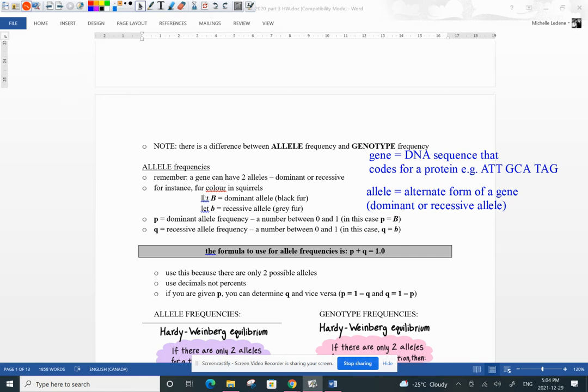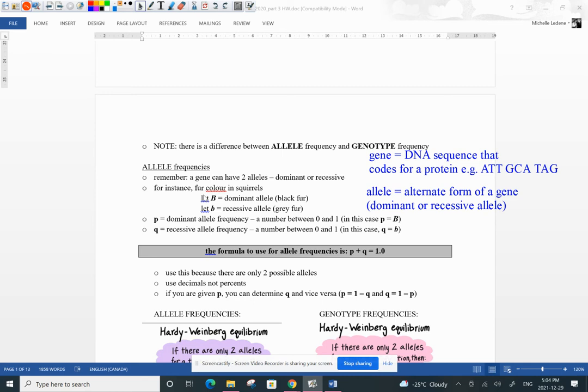So we can use squirrels as an example. If you've ever seen the squirrels in Kinsman Park or around town, there are basically two colors. The dominant allele provides the phenotype, the characteristic, of black fur. The recessive allele, let's say little b, gives a squirrel a gray fur color.